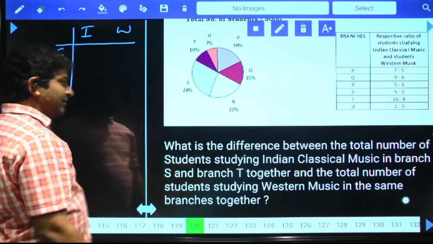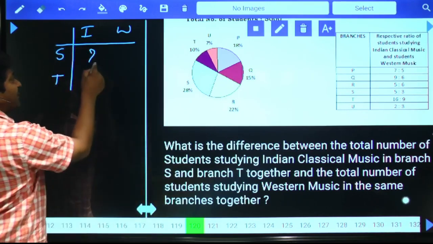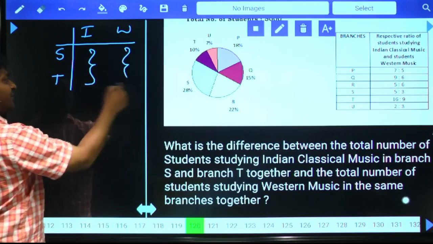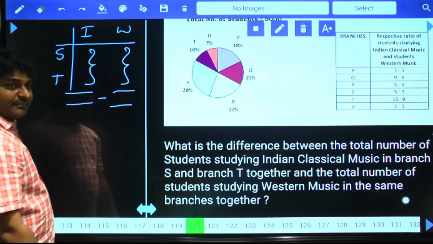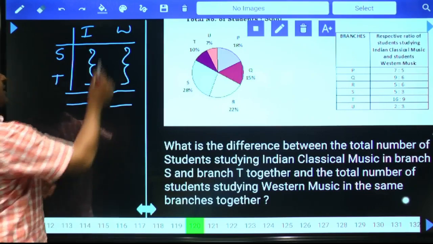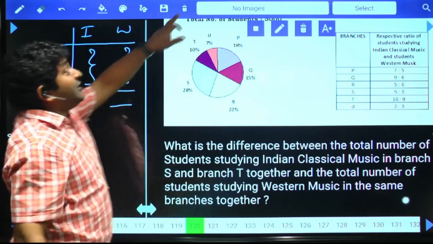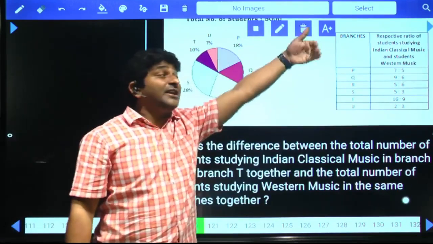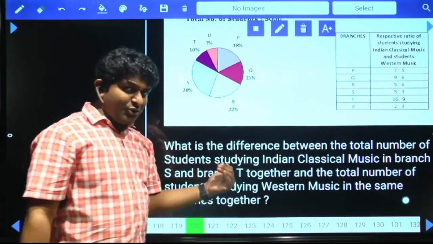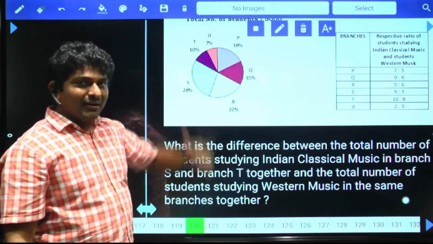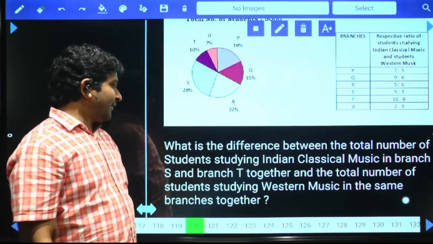After getting this you need to take sum of these two, and then for these two numbers you need to go for difference. Instead of this we can also go for individual differences of Indian and then Western from same branch, and then we can go for addition later.